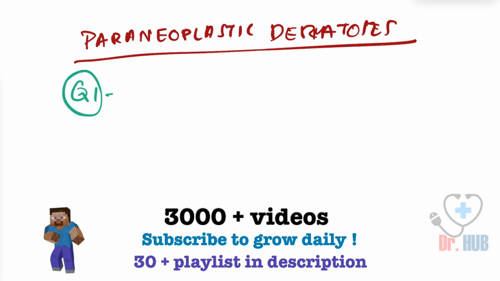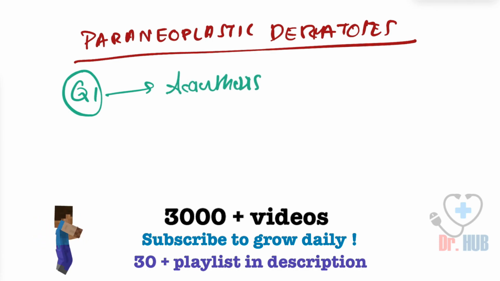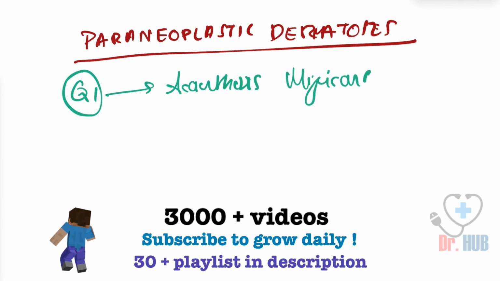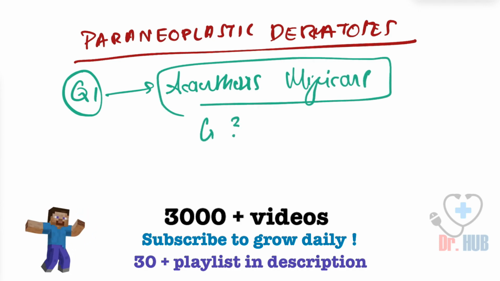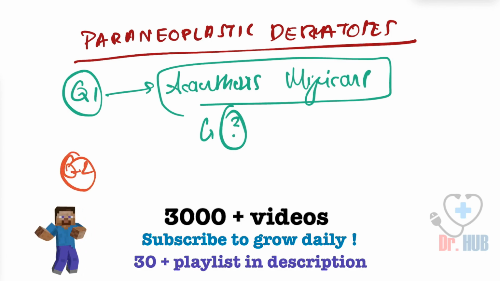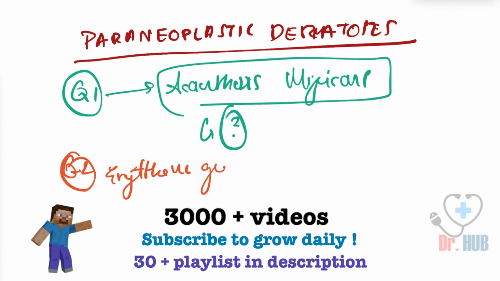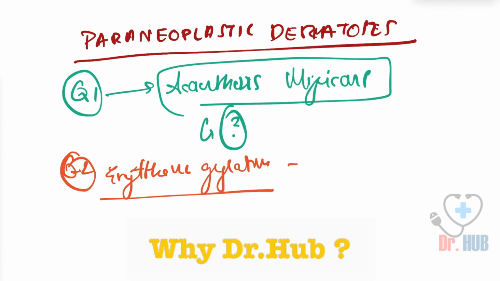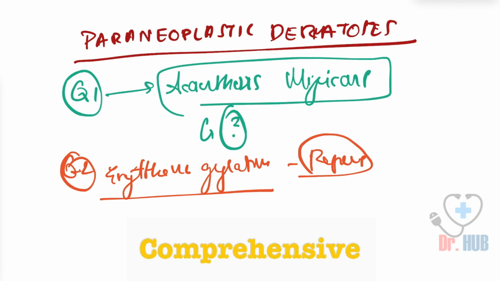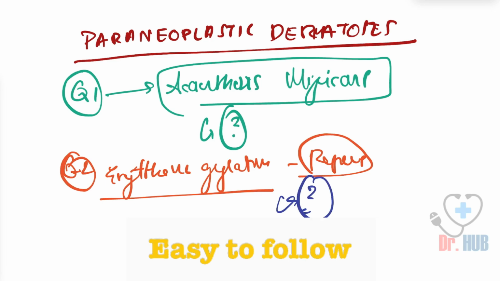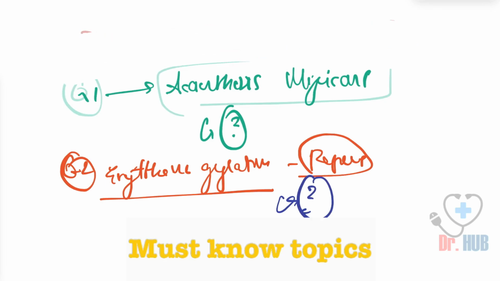So to begin with, some questions. We're going to ask two questions. The first question is: in case of acanthosis nigricans, what is the associated malignancy for this condition? The second question is: in terms of erythema gyratum repens, what is the malignancy associated with this condition? In this video, we'll be answering these questions and learning in detail about the important conditions.